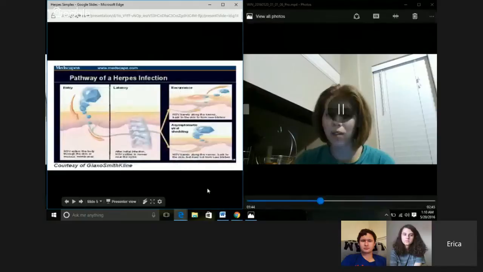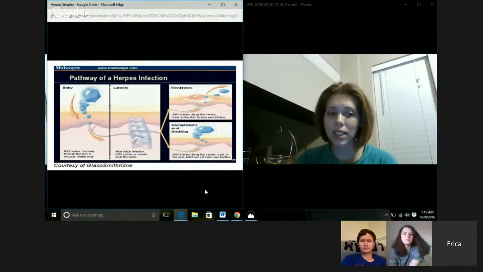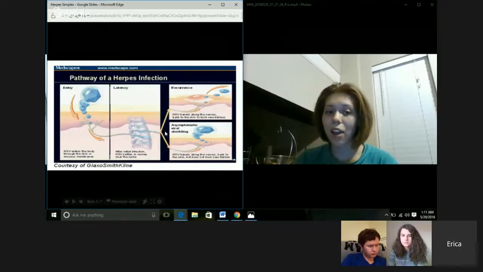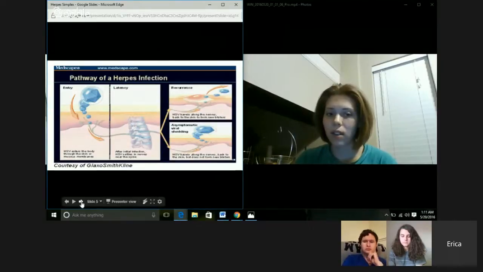This slide shows the pathway of the infection of herpes. The first part is HSV enters the body through the skin or mucous membranes. Latency. After an initial infection, HSV settles in nerves near the spine. And then you can either have reoccurrence or asymptomatic viral shedding. During reoccurrence, the HSV travels along the nerves back to the skin to form new blisters that look like fever blisters when you have HSV1. And then the other one, asymptomatic viral shedding. In this case, HSV travels along the nerves back to the skin, but does not form any new blisters. And as mentioned before, when asymptomatic viral shedding, even if you don't have blisters, you still have the chance that you could be shedding the virus to others.